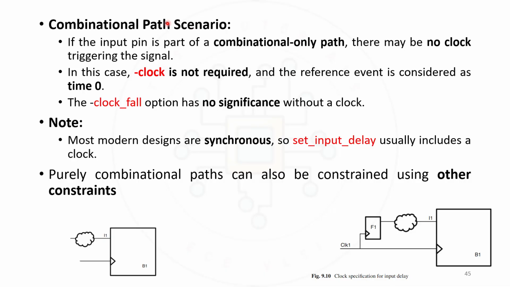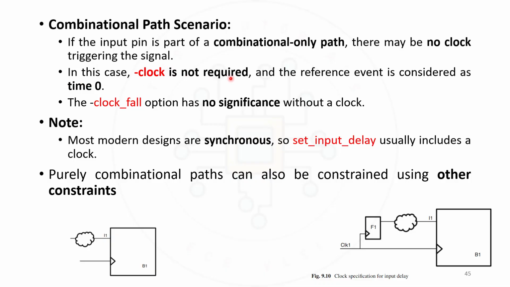Next, combinational path scenarios. If the input pin is part of a combinational path only, there may be no clock triggering the signal. We have seen already this one. Here this combinational path is something which is getting data from this flop which is triggered by CLK1. But if you see this particular scenario, here this port I1 is getting data only after passing through some of the combo and there is no clock. So in this case hyphen clock is not required. So if you are writing a constraint for this, the hyphen clock switch is nowhere needed. Similarly, hyphen clock fall is also not needed. Why? Because if there is no clock, then there is no point of taking either positive edge trigger or negative edge trigger.